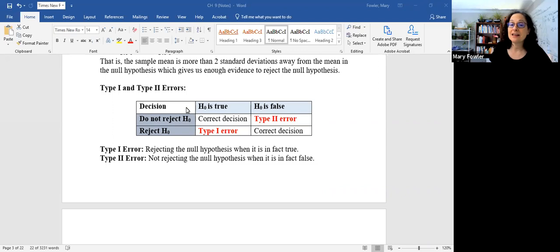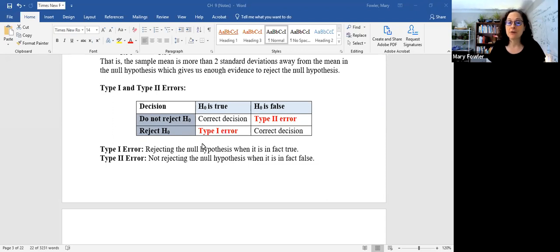So if the state of the world is that the null hypothesis is true, then if we did not reject the null hypothesis, that is a correct decision. We didn't take the coffee break and recalibrate, and that was correct, because in fact mu was equal to 454 grams. If, on the other hand, we rejected the null hypothesis, as we did at the whiteboard a moment ago, then we are making an error.